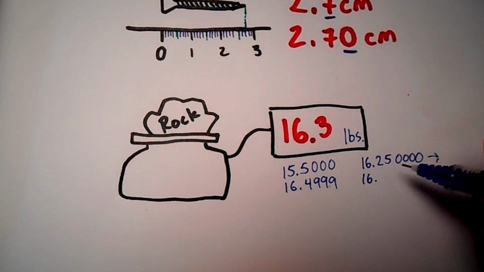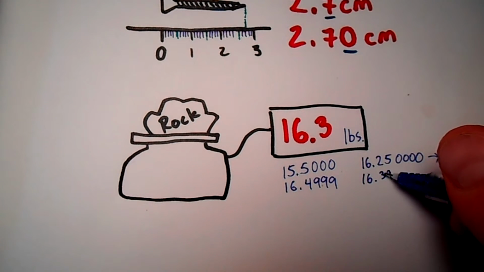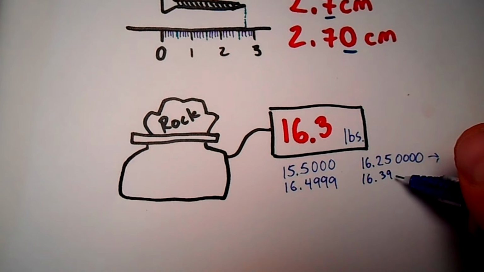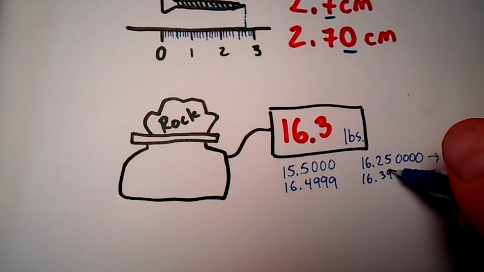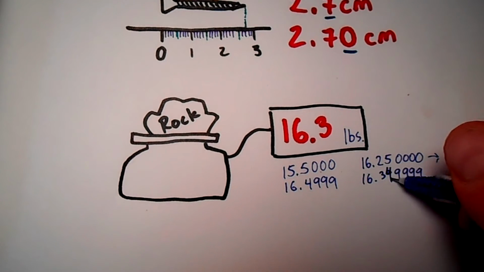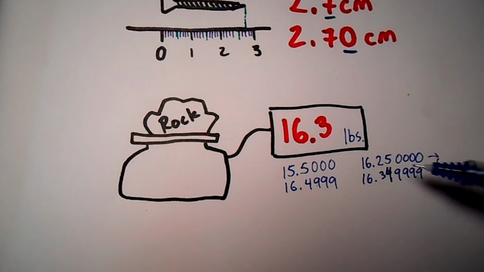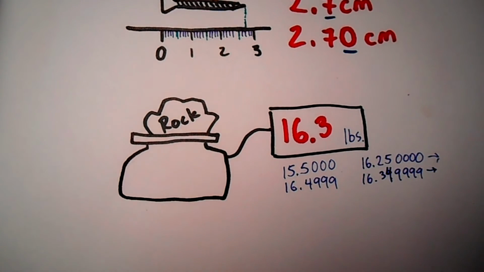In reality, the rock could be 16.3 point 9. If it did not round it up, 16.34999. So it could be that value in reality. Those 9s keep on going for infinity. It's somewhere in between there. Notice though we've narrowed it down with a more precise instrument. That's when it comes to significant figures. It's all about being honest with your measurements.